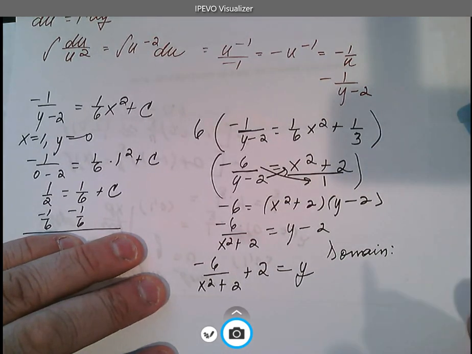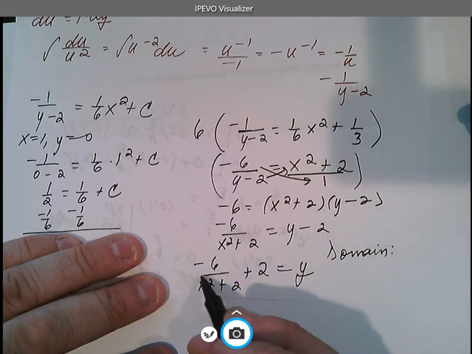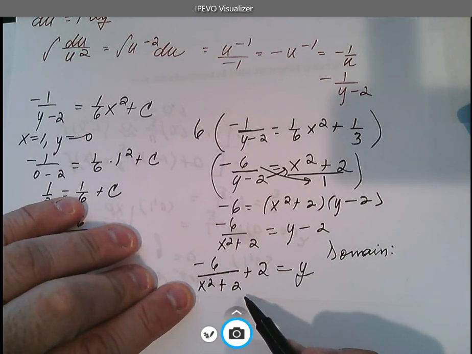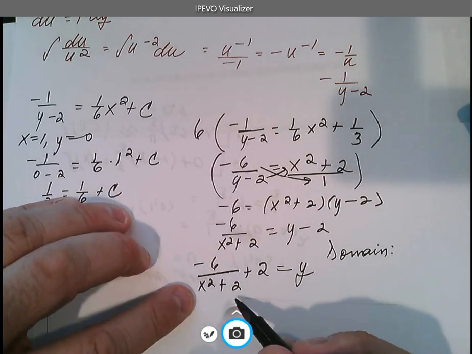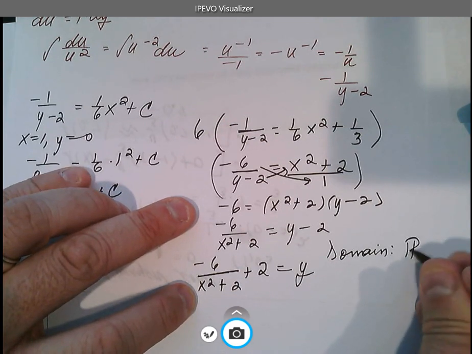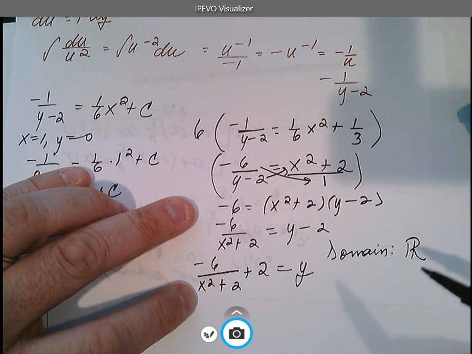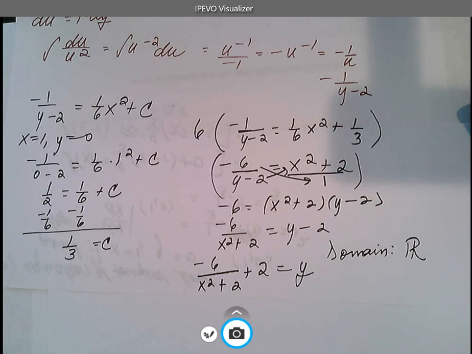Now, depending on how comfortable you are with differential equations, you might also want to carefully examine the domain, because the solution to a differential equation has to be a continuous function over its specified domain. X squared plus 2 can never be equal to 0, so I'm never dividing negative 6 by 0. So my domain should be all real numbers, and it actually is. So we're good.